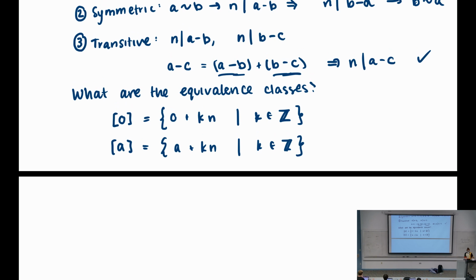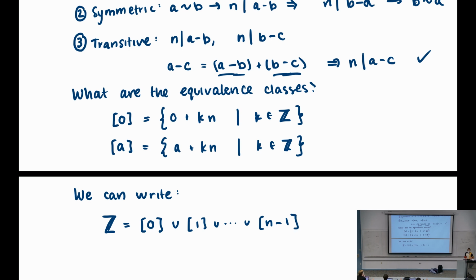So we can write the following breakdown of the integers. Z can be written as the union of equivalence classes of numbers using this equivalence relation. So we need to throw in the equivalence class of 0, the equivalence class of 1, and so on, all the way up to the equivalence class of n minus 1. And then we will have captured all of the integers.